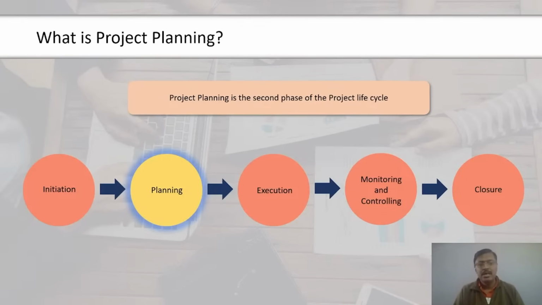So let us move towards planning. What exactly happens in planning? So we get into defining objectives, and explaining the scope. Now, speaking about defining objectives and explaining scope.